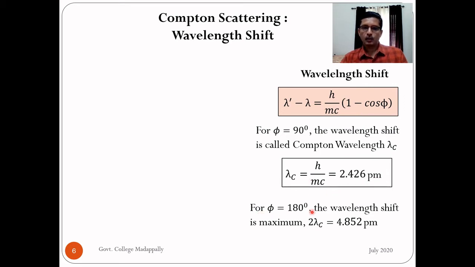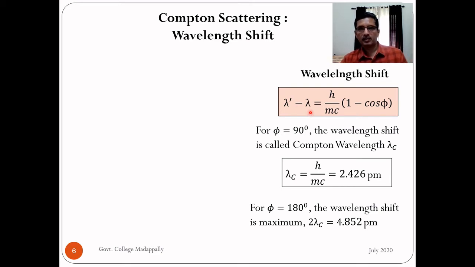Now for phi equal to 180 degrees, cos 180 degrees is minus 1. So we get 1 minus minus 1, which is 1 plus 1, 2. We get 2 times h by mc, or 2 times the Compton wavelength. This is the maximum wavelength shift available for any initial wavelength. We have not specified what the initial wavelength is.